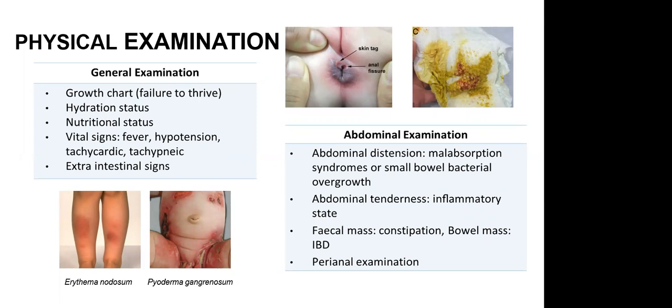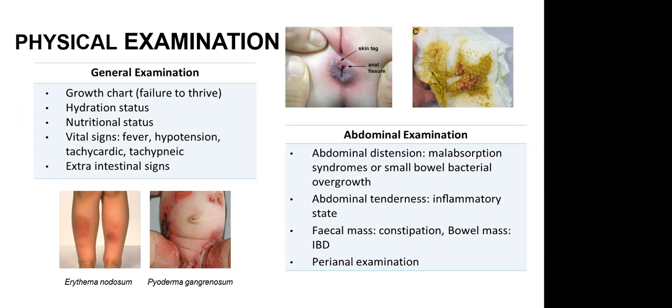Apart from the general examination, we must go to the specific examination, which is the abdomen. Abdominal distension might be suggestive of malabsorption because there is more gas in our intestine or stomach, so it will be distended. Tenderness might be suggestive of inflammation, and fecal mass, constipation, bowel mass, also IBD. Also must do the perianal examination. Apart from the PR, we must also look at the perianal area, for any fissure, any skin tag. But if the patient has any fissure, you must not do PR. Also we can look for any blood in the stool.